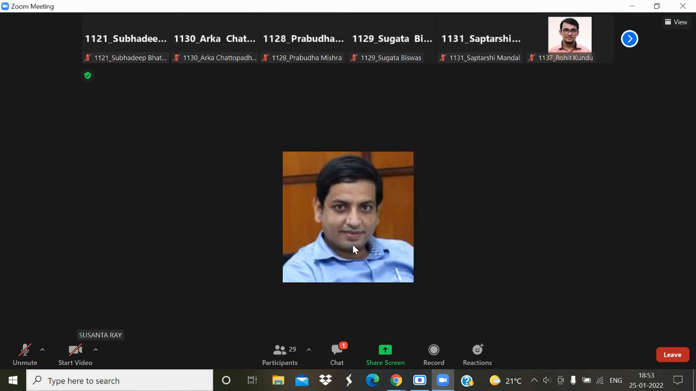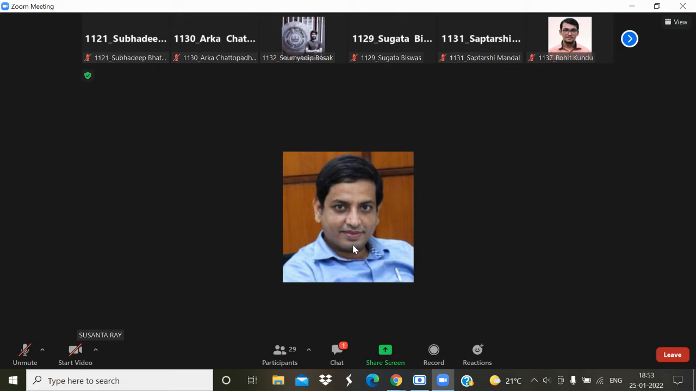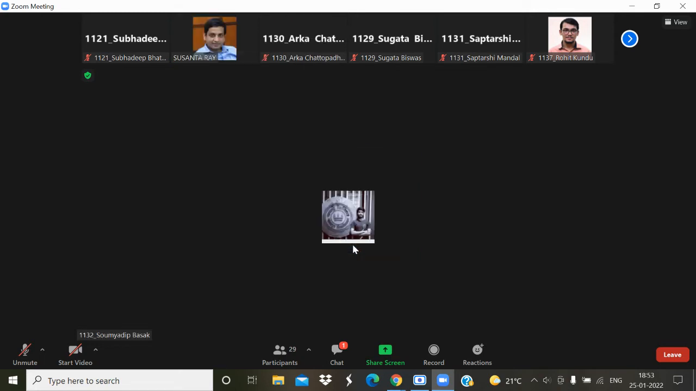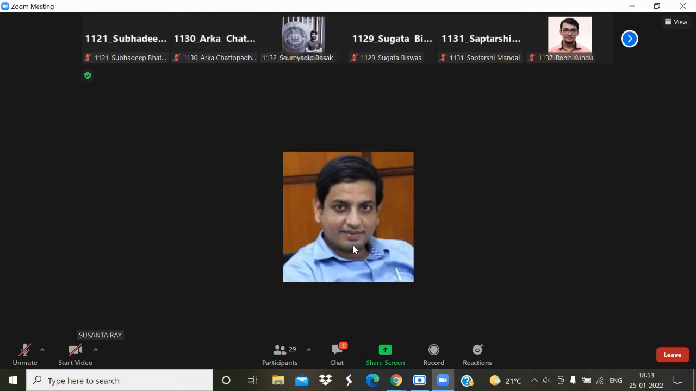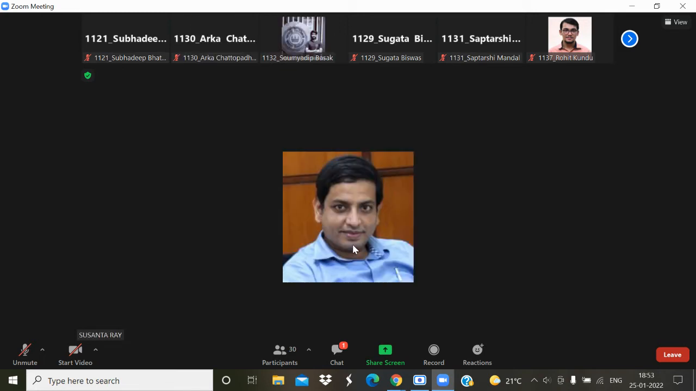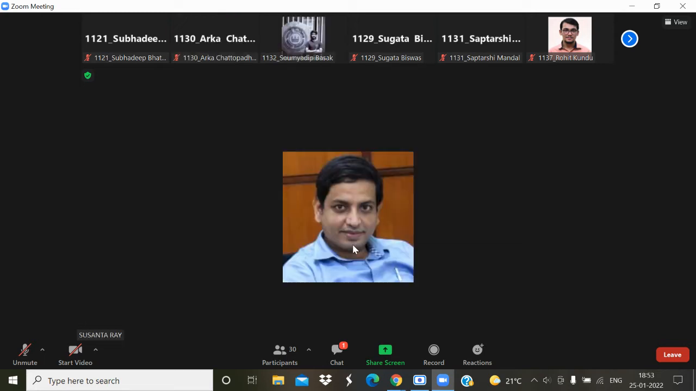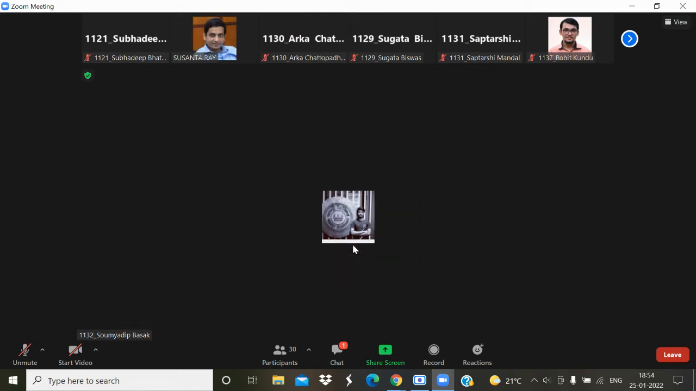Next roll number 1132, Somadip Basha. 140 kilowatt, 415 volts, 750 rpm, squirrel cage induction motor, delta connected, 89% efficiency, 0.85 lag power factor.